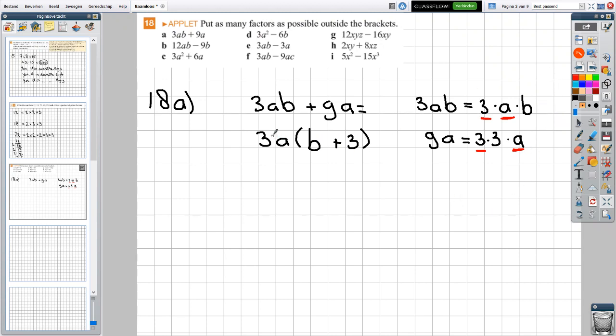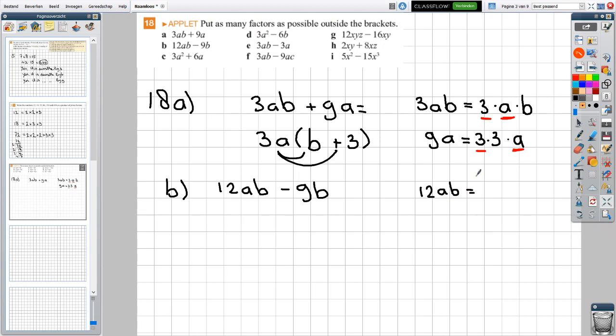Okay? And if you now multiply out the brackets, which you don't have to do, but you can check yourself, you will find 3a times b is 3ab and 3a times 3 is 9a. So indeed, this is the same as this. But you don't have to do this every time. It's just to check if you've done it correctly. Let's do the next one, b. 12ab minus 9b. So again, if you find it difficult, first write this down like this.